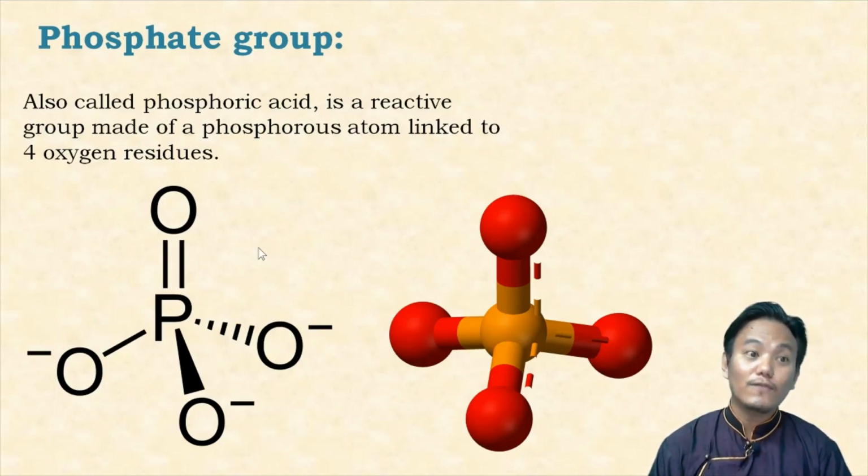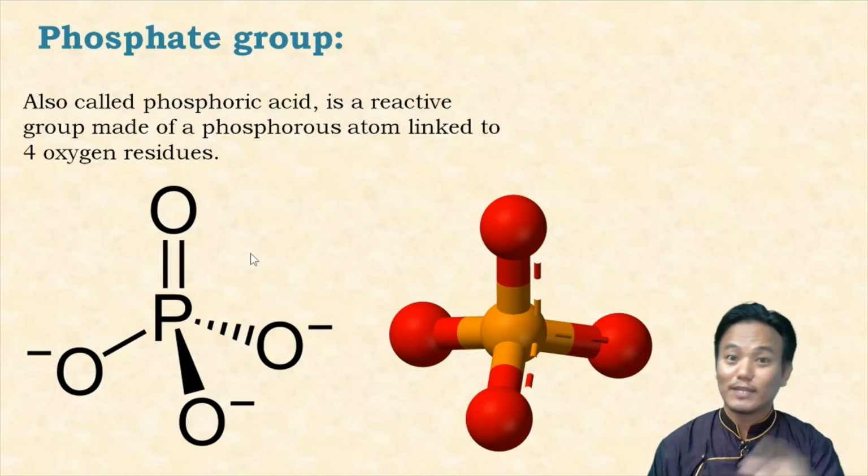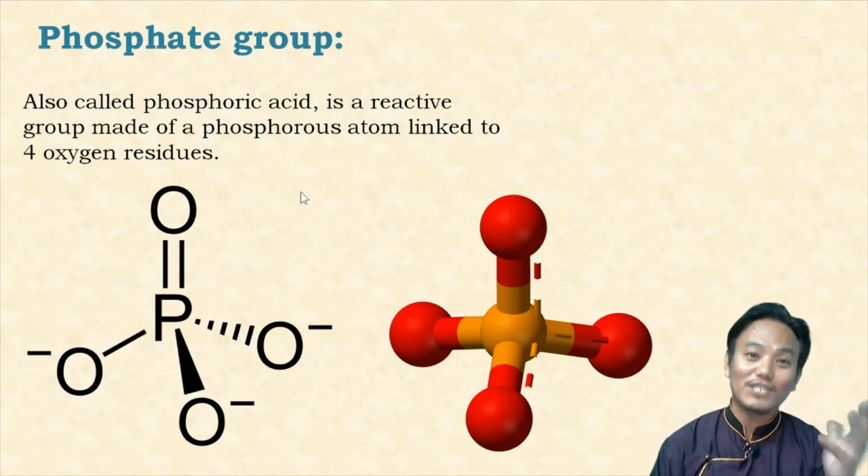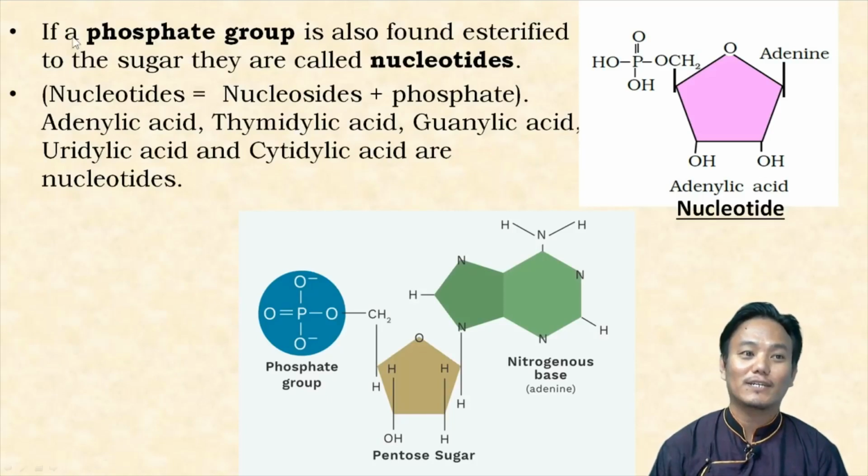Now, if you attach a phosphate group to the nucleoside, it becomes a nucleotide. If a phosphate group is also found esterified to the sugar, they are called nucleotides.